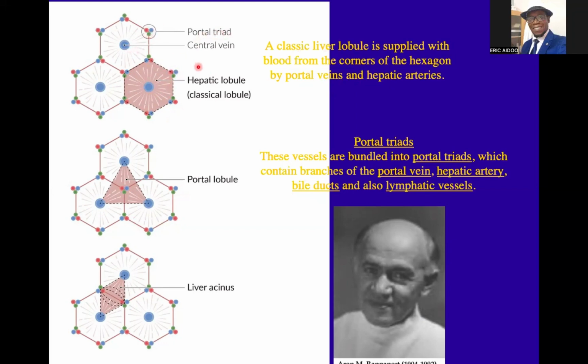That's the central vein. And for the portal lobule concept, you have the triangular shape joining central veins, and then the portal triad is in the middle. Then the hepatic acinus of Rappaport is the diamond shape with the 3 zones: zone 1, zone 2, zone 3.